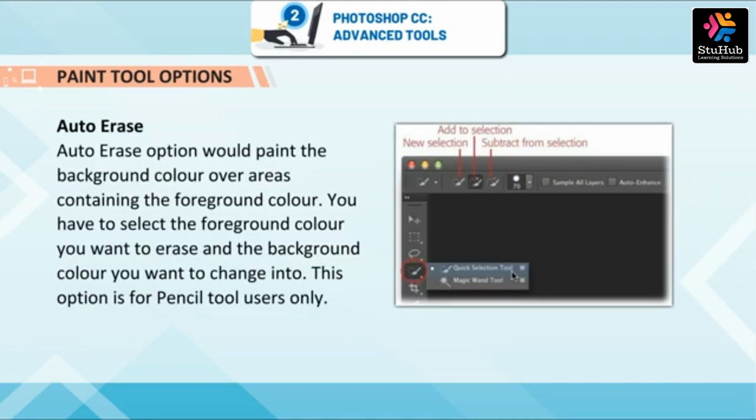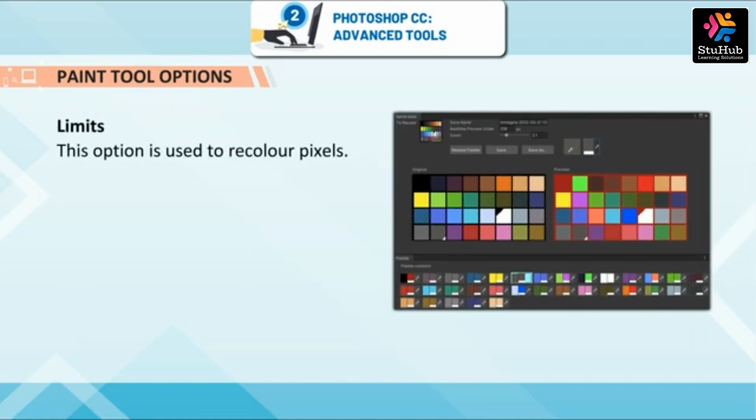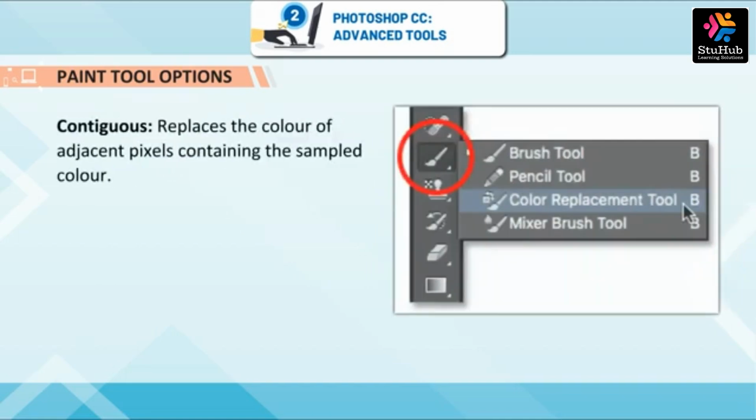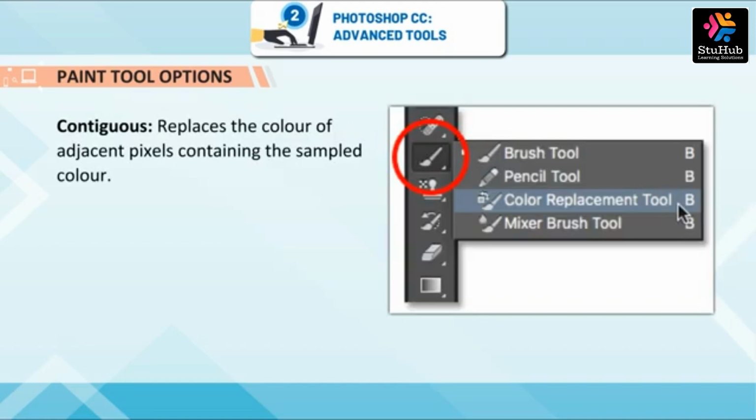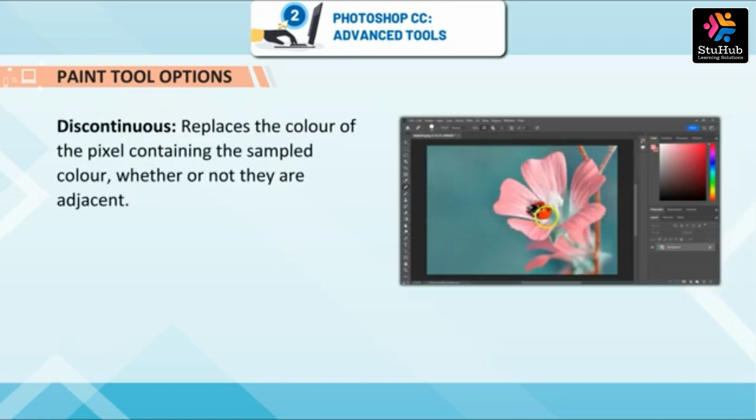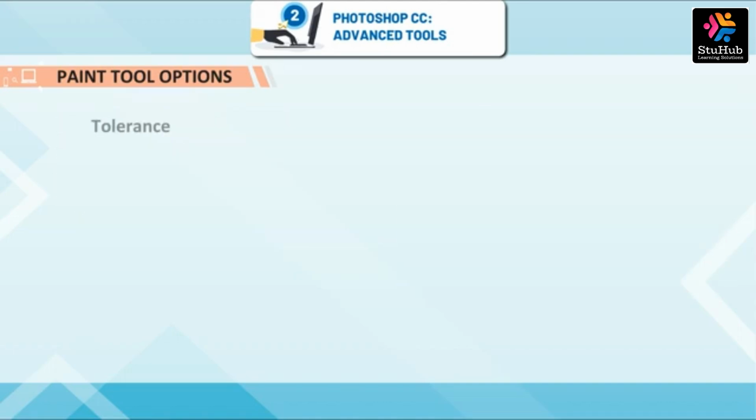Auto erase. Auto erase option would paint the background color over areas containing the foreground color. You have to select the foreground color you want to erase and the background color you want to change into. This option is for pencil tool users only. Limits. This option is used to recolor pixels. Contiguous replaces the color of adjacent pixels containing the sampled color. Discontinuous replaces the color of the pixel containing the sampled color whether or not they are adjacent.